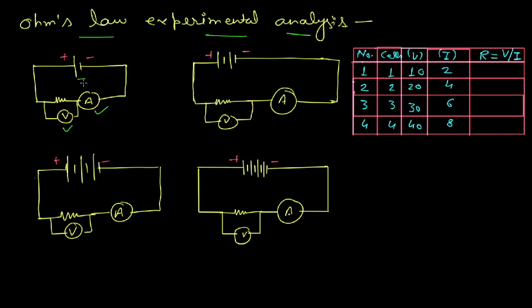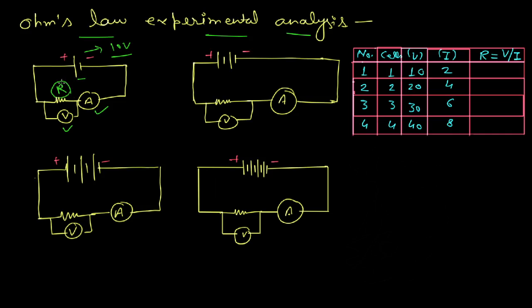What we will do is increase the number of cells one by one, because here we are considering that one cell produces 10 volt potential. Here we have also connected a resistance R, and we will calculate the value of this resistance step by step.